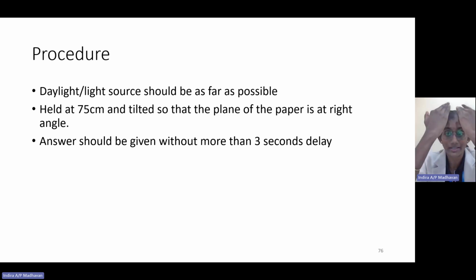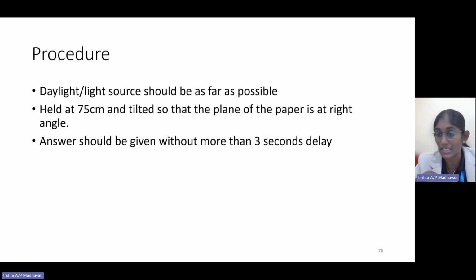So it cannot be like this. It has to be like how you read your books. The answer should be given without more than 3 seconds delay. If you're showing the plate, since it has to be 75 centimeters away from the patient, obviously you are the one who's going to hold the book. So you just time yourself, and ask the patient to read.